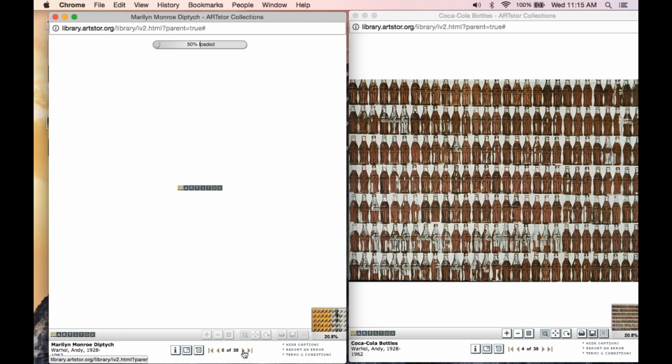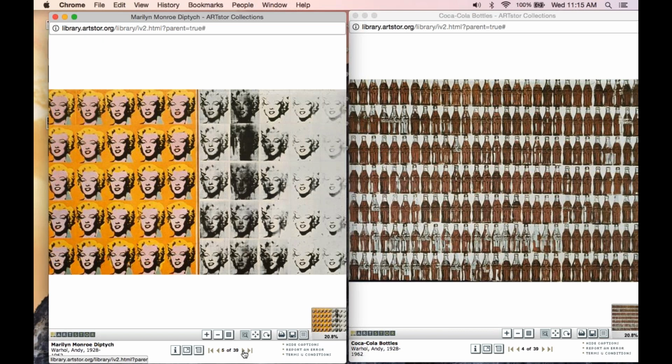He then moves to images of celebrity. And this is Marilyn Monroe, Diptych. It's a two-paneled painting. The year here is 1962. Marilyn Monroe is seen here as a consumer product. It's a publicity shot, with these garish colors here on the right-hand side.